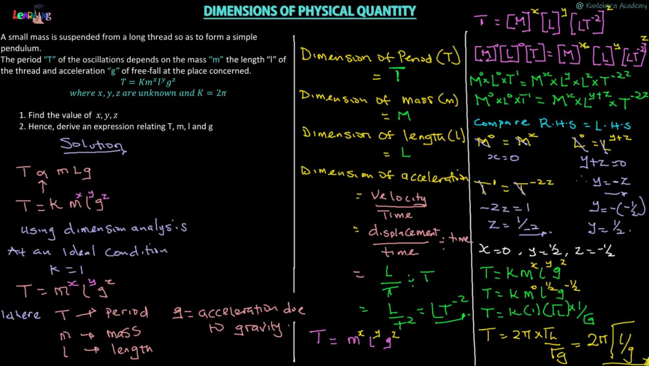This is the expression we are meant to look for. The expression for period is 2π square root of L/g, which means the period is not dependent on mass, because mass was ruled out of this equation. If you check the video again and look over it, you'll be able to understand how you can find an expression or a formula using dimension analysis. Thank you.